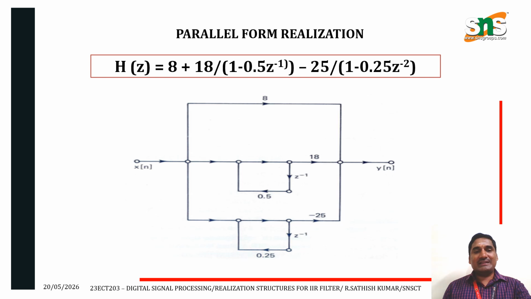Next one, parallel form realization. H of z is equal to 8 plus 18 divided by 1 minus 0.5 z inverse minus 25 by 1 minus 0.25 z power minus 2.